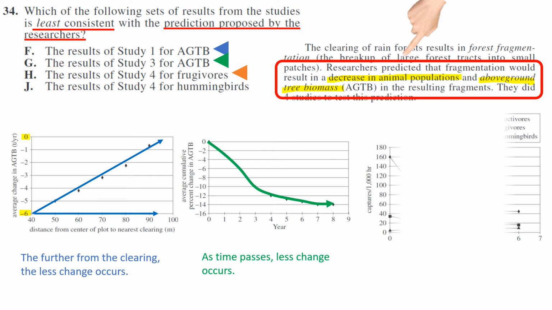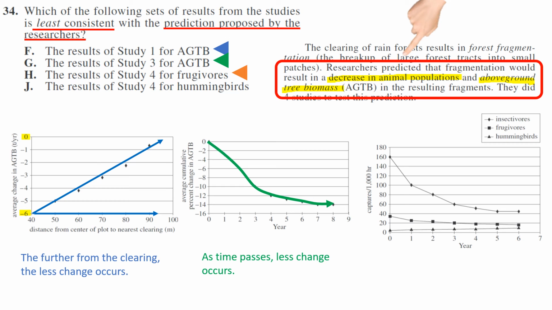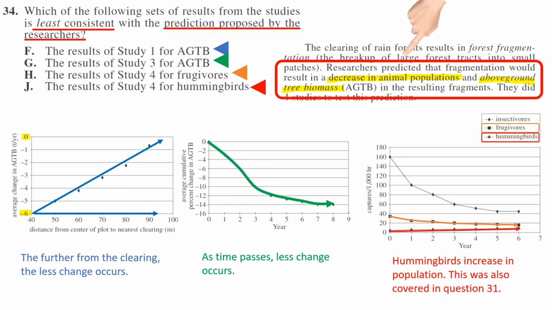So we get study 4. Study 4, we have frugivores. We're saying a decrease in animal population. We should see a decrease in animal population. So frugivores are the squares, and we do see a decrease. But in J, hummingbirds, we see a slight increase. We actually already answered this question in question 31. So if you'd remembered that, this might have been a quick question. If not, you got to break them down one at a time and think through them. So your answer is J. Pretty hard question.